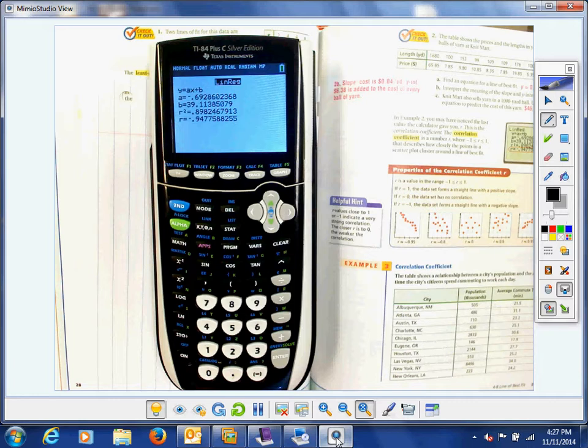Now you will see R squared and R if there was data in there to begin with. I had data from example 2 in there, so I just wanted to show you that it will appear from now on. Okay, so if you don't have R squared or R, hit second 0 and scroll down to diagnostic on, hit enter twice, and it should load that for you. Okay, so let me clear out of here, and I'm going to go back to the other screen now.